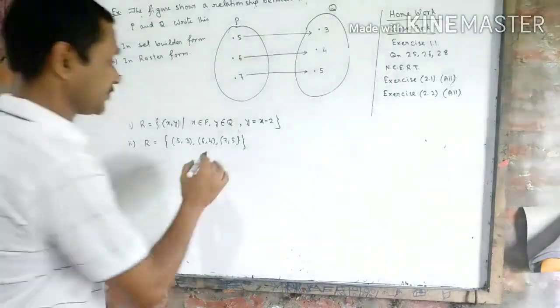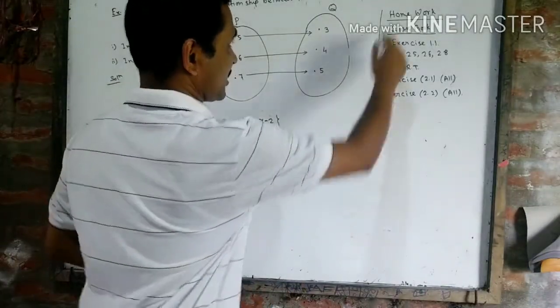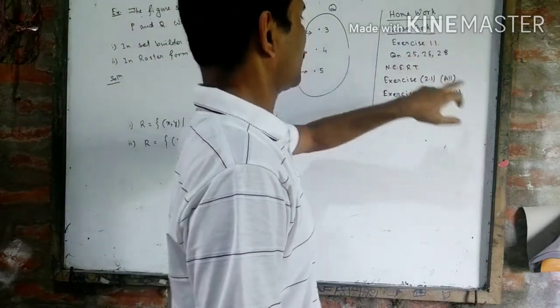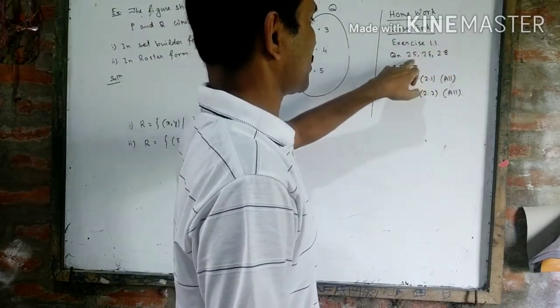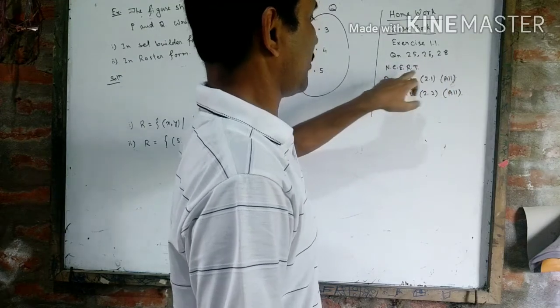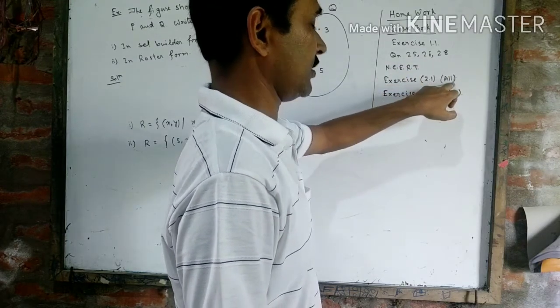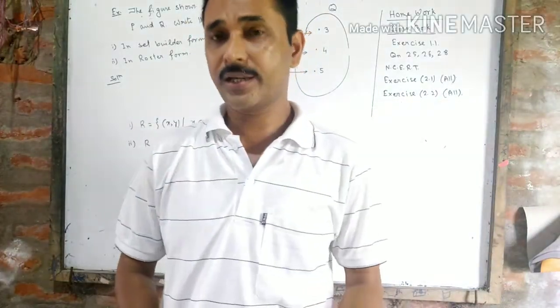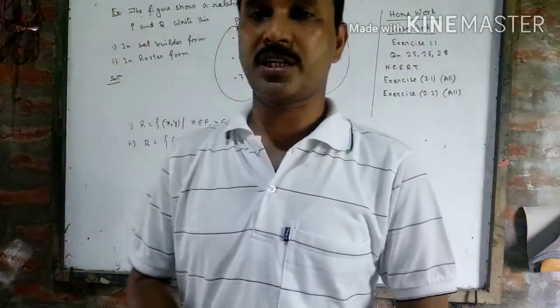Okay, and this completes our relation chapter. These are your homeworks. You go through all these homeworks from class book. You are to do exercise 1.1, question number 25, 26, 28. From NCERT, exercise 2.1, you are to do all. Exercise 2.2, you are to do all. Okay, thank you. In our next video, we will discuss the next method.